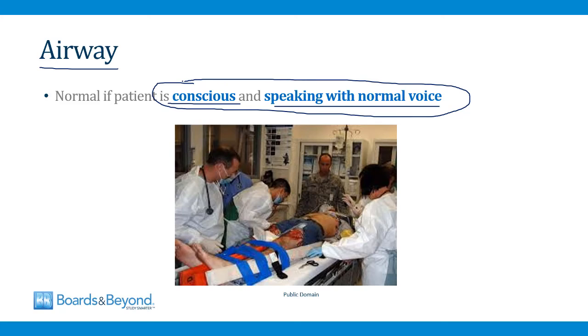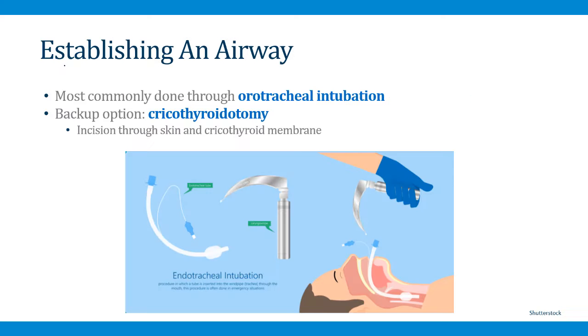When patients are brought into the trauma bay, you'll see your attendings talking to the patient, asking them if they have pain or other questions. What they're really doing is assessing the airway, because if the patient is conscious and able to respond to their questions in a normal voice, then that means the airway is patent. When patients have a compromised airway, you have to establish an airway. This is the first thing you do in trauma before you do anything else.